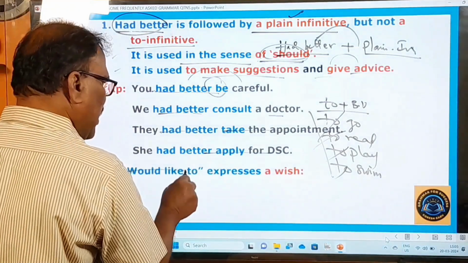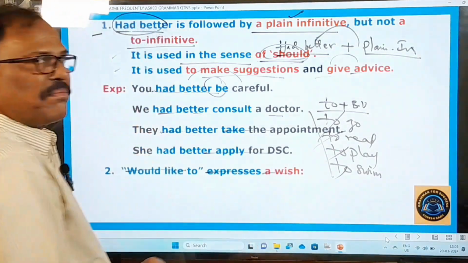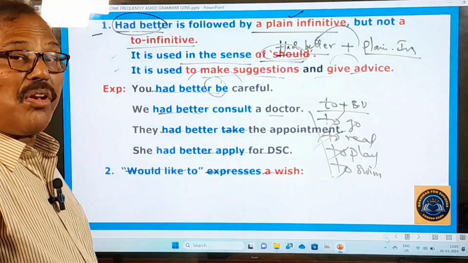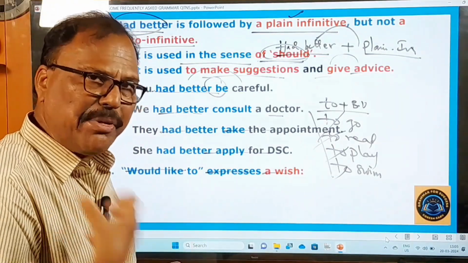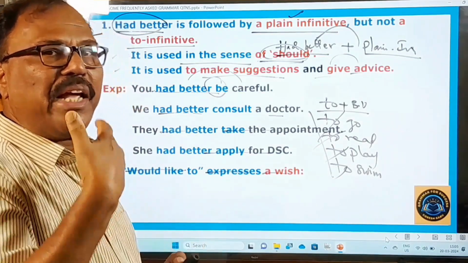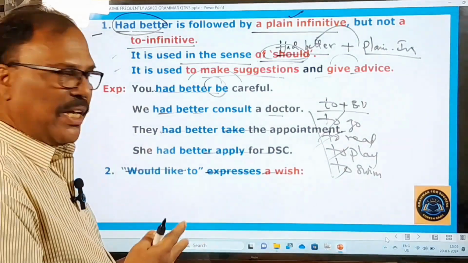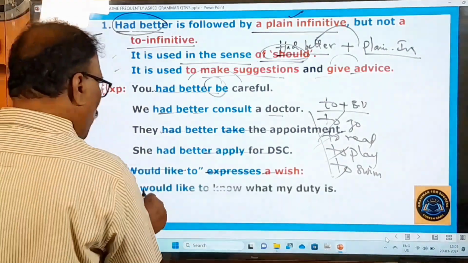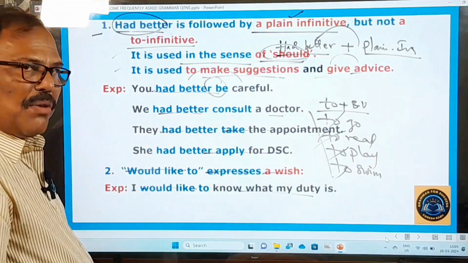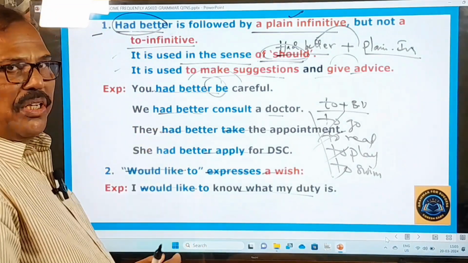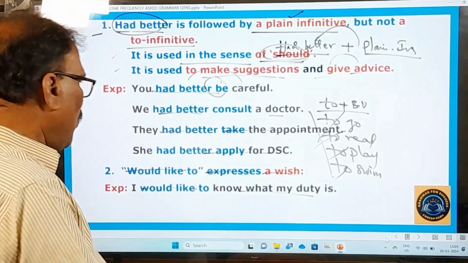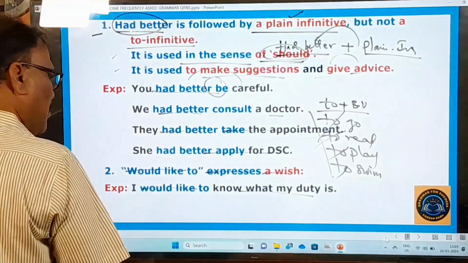Would like to is there. Would like to expresses a wish. I would like to. You have to make it a habit of saying this in your everyday life. Please make it a habit of saying that. See how? So I would like to know what my duty is. I would like to know. Na duty ento nenu telusukovalanukuntunnanu. I would like to know.